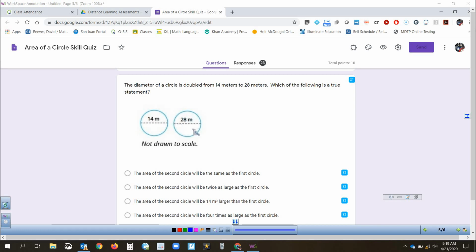All right, so this one, again, it doesn't look any bigger. That's why it says not drawn to scale. These circles actually would not be the same size. This diameter should be twice as long, but I didn't want to give the answer away, so I made the circles the same size. All right, let's make this a little easier. Let's just make this 10, and let's make this 20. So we want to compare the areas.